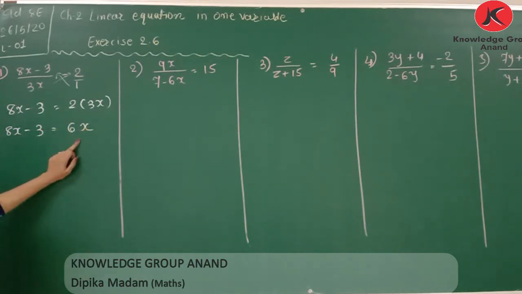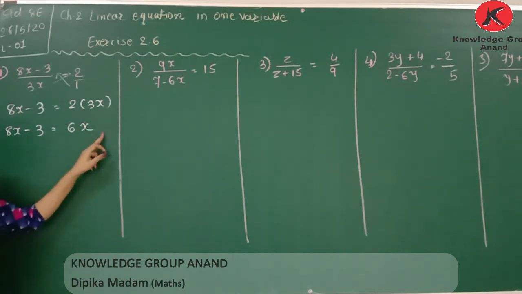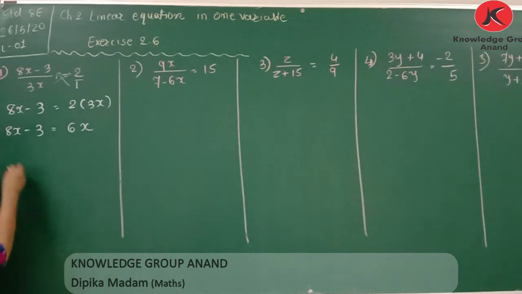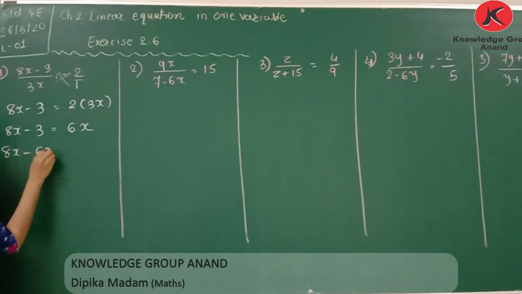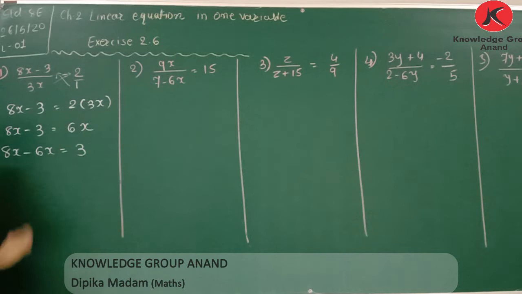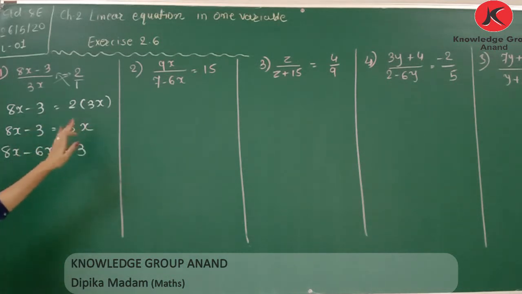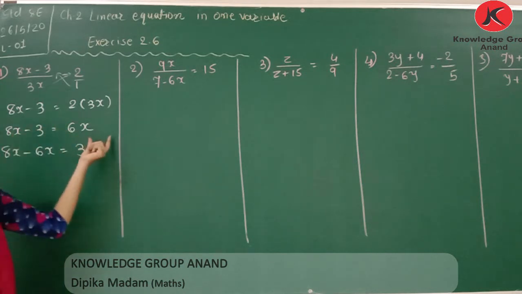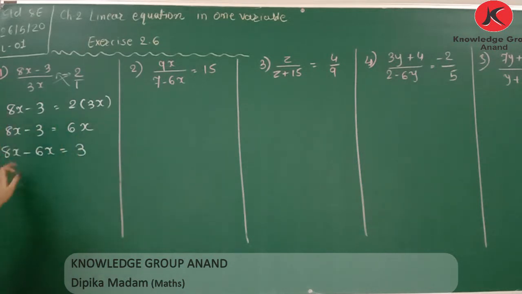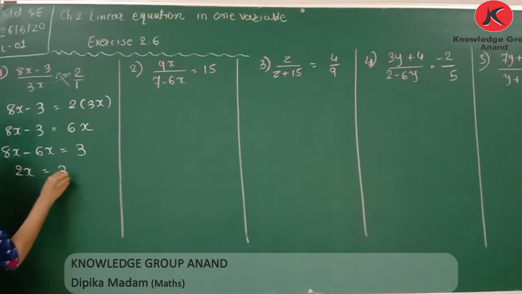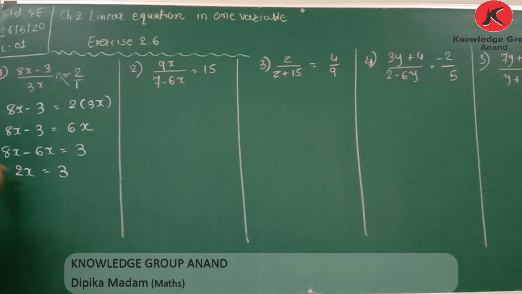Now 6x on the right side, on the left side it becomes negative, and minus 3 on the left side becomes plus 3 on the right side. So it is 8x minus 6x is equal to 3. Here no number is there, so we need to add 3 to 0. 0 plus 3, 0 will go because here no constant is there. Okay. Now 8x minus 6x, that is 2x is equal to 3. 2 is in multiplication, so it becomes division on the right side. 3 becomes x is equal to 3 by 2.